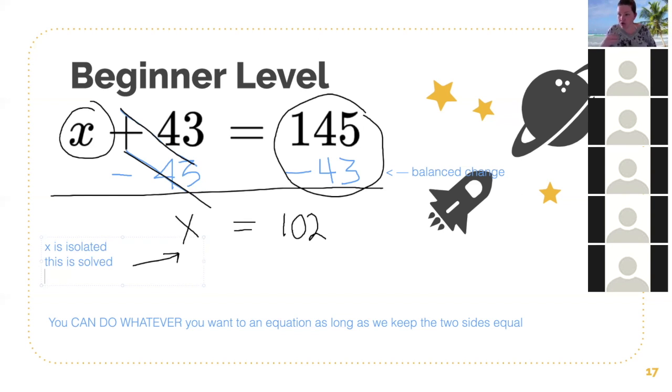And why do I consider it solved now? Well, I just solved the mystery. I know what X would have to be to make that original statement true. Remember, we can read that equal sign like "is." X is 102. That is the single specific number X would have to be in order for me to take X, add 43, and get 145. It's only if X is 102 that that statement will be true.